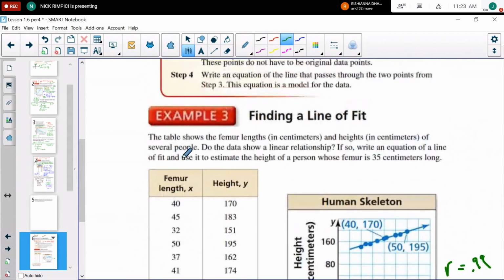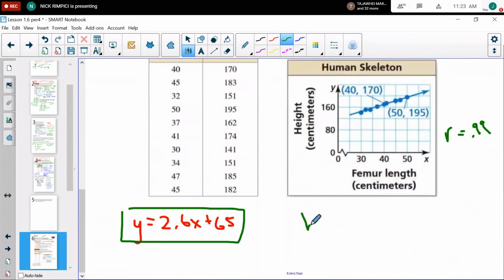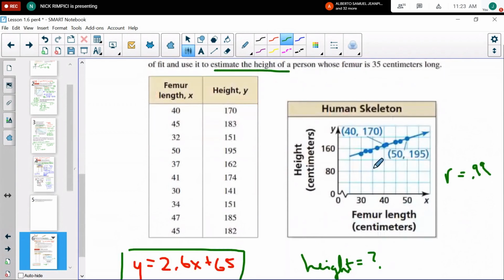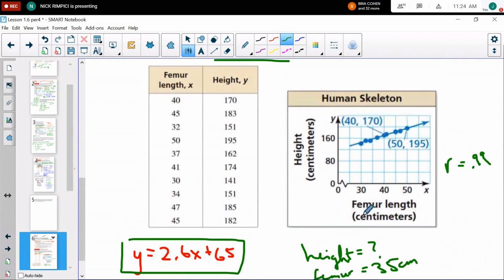Write the equation for the line of fit and use it to estimate the height of a person whose femur is 35 centimeters long. I want to figure out the height of the person. His height is unknown. His femur length is known. It's 35 centimeters long.